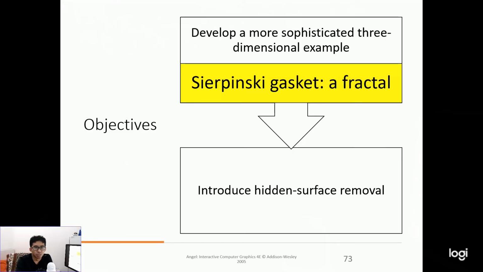So today we're going to learn about OpenGL part 3, which is more on the subdivision gasket. So we move to the subdivision gasket. We're going to develop a more sophisticated three-dimensional example using the Sierpinski gasket, which is to introduce the hidden surface removal. This is the objective for our lesson today.